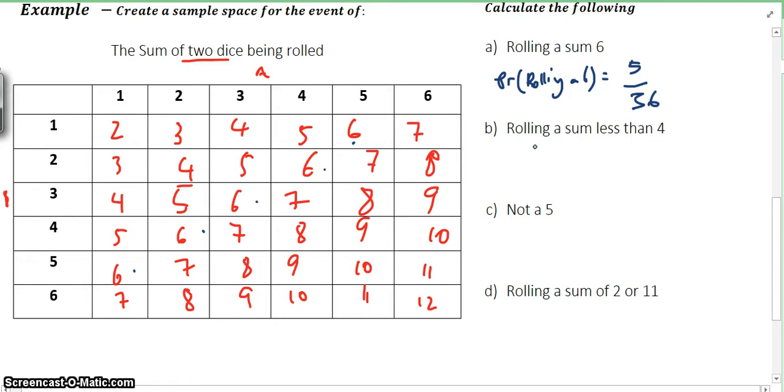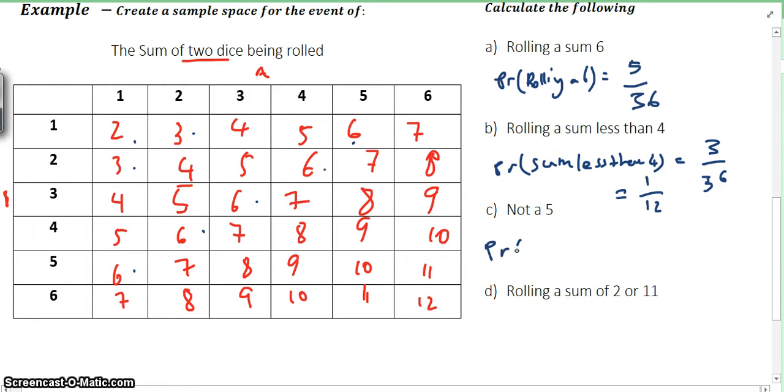Now the question B says rolling a sum less than 4. Well, how many numbers here are less than 4? We've got 1, 2, 3. So in other words, probability of rolling a sum less than 4, that's equal to 3 out of 36. Or in other words, that's the same as saying 1 out of 12.